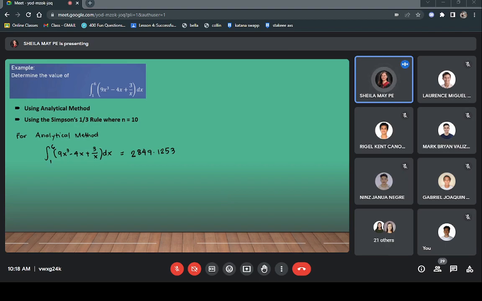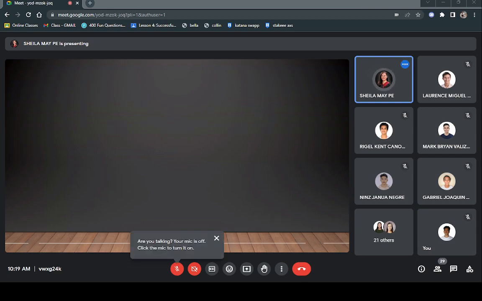For Simpson's rule, class, we need to have this equation. Hold on.